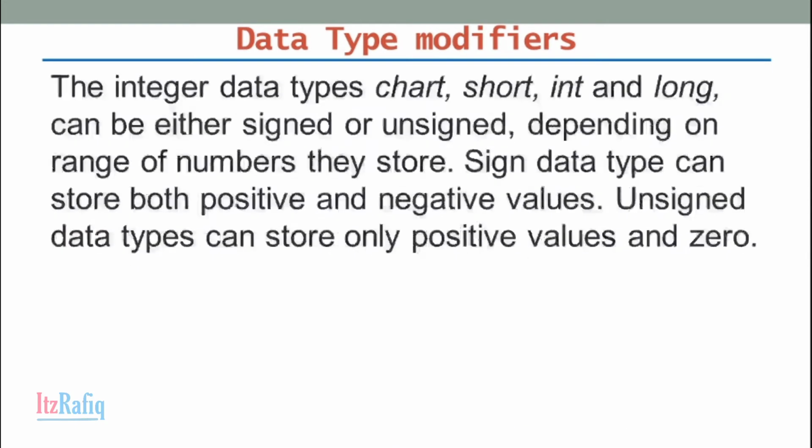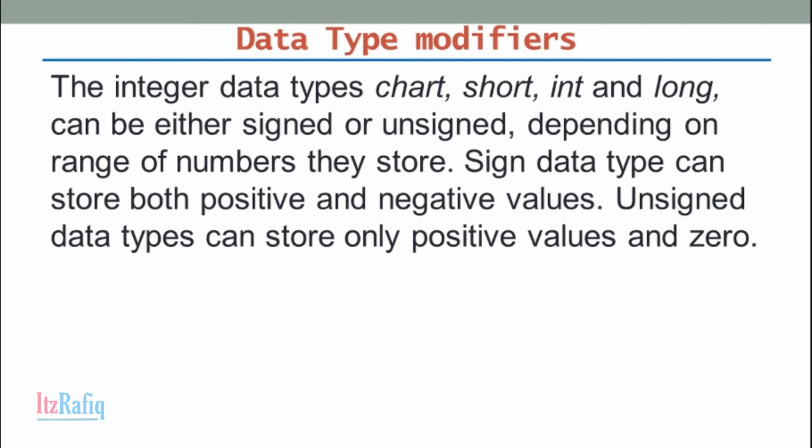Data type modifiers. The integer data types like char, short, int and long can be either signed or unsigned depending on the range of numbers they store. Signed data type can store both positive and negative values. Unsigned data type can store only positive values or zeros.